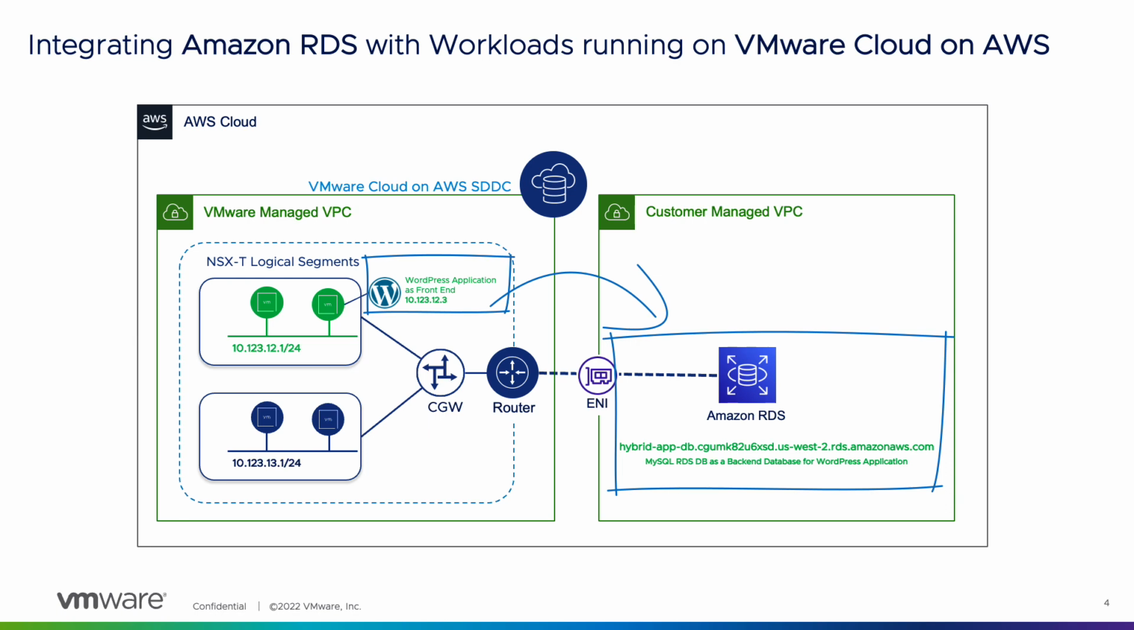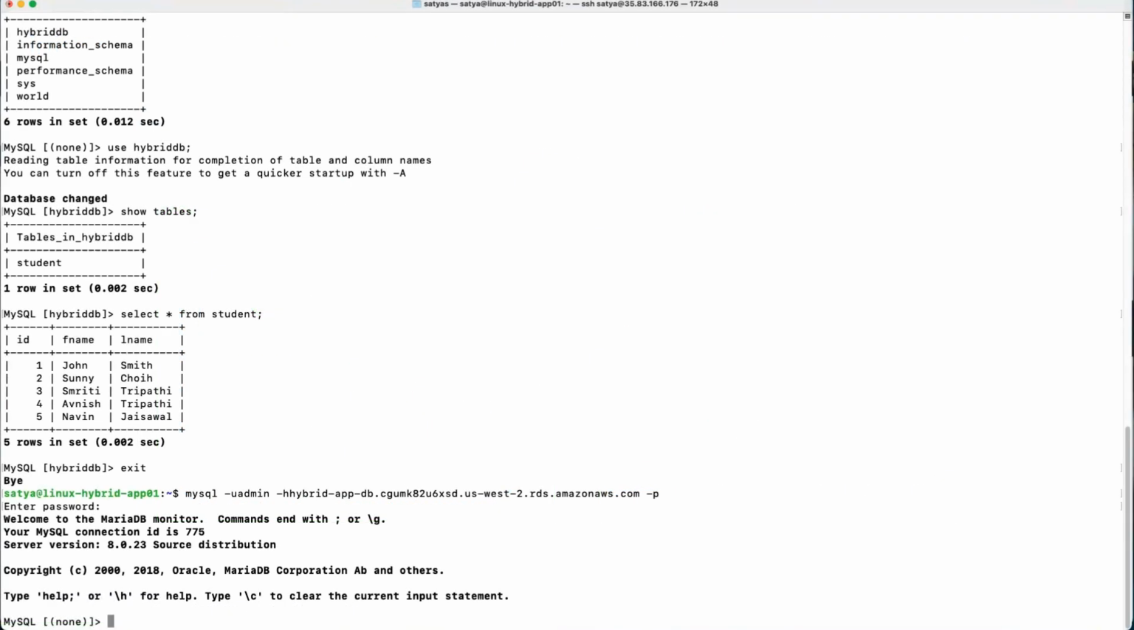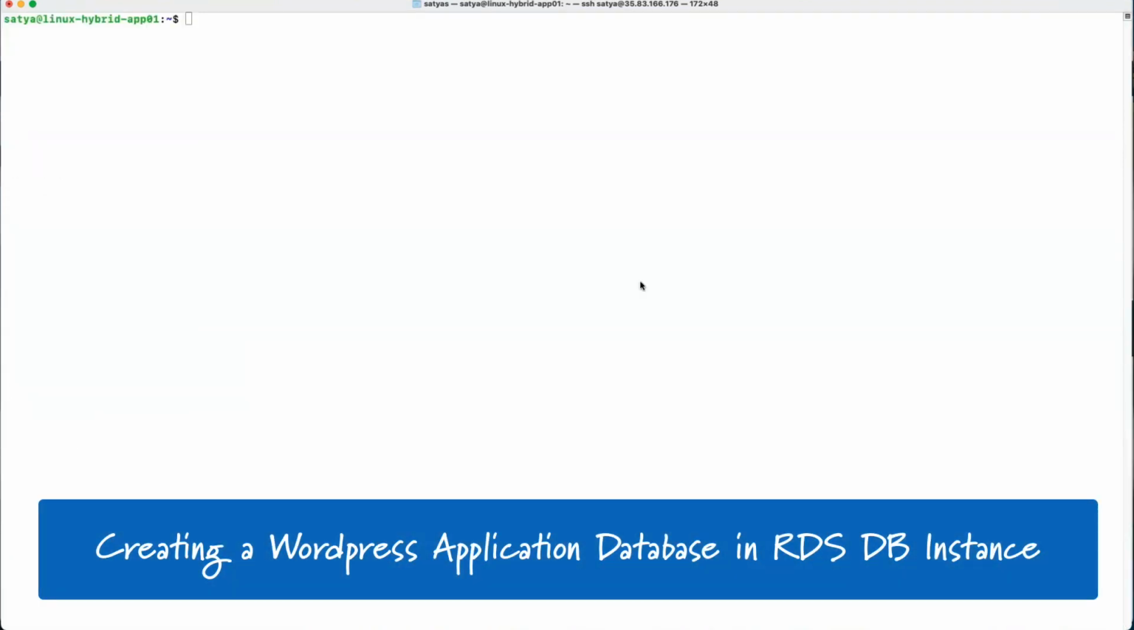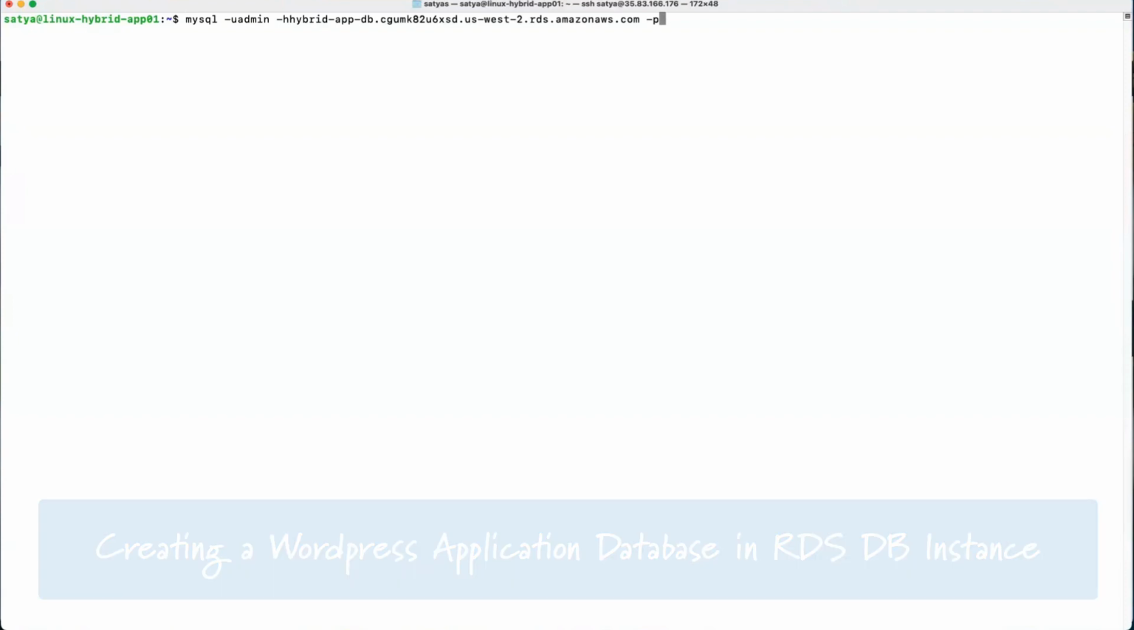Let's do that. All right, first of all, what I need to do is create a user for WordPress. I don't want to use the generic admin user, which is a very powerful user for this DB instance. So to make it a little bit more secure, I'm going to create a user for my WordPress DB, just for the WordPress application. All right, let's create a WordPress database for our WordPress application in RDS. For that, I'm going to log on to my RDS DB instance using the admin.